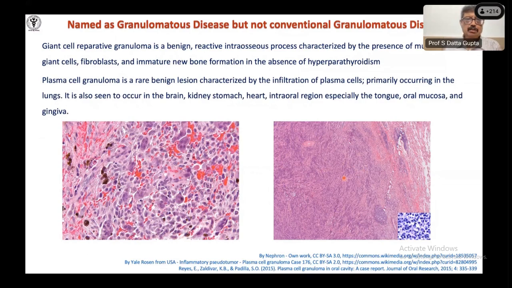Plasma cell granuloma is a benign lesion composed of mainly plasma cells and some histiocytes seen in the oral cavity, tongue, and gingiva. It's called a plasma cell granuloma, but it is not the granuloma we are talking of today.